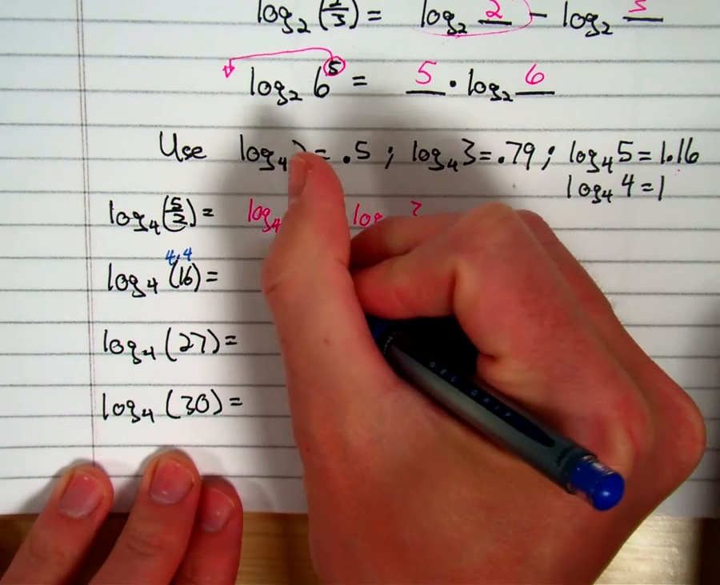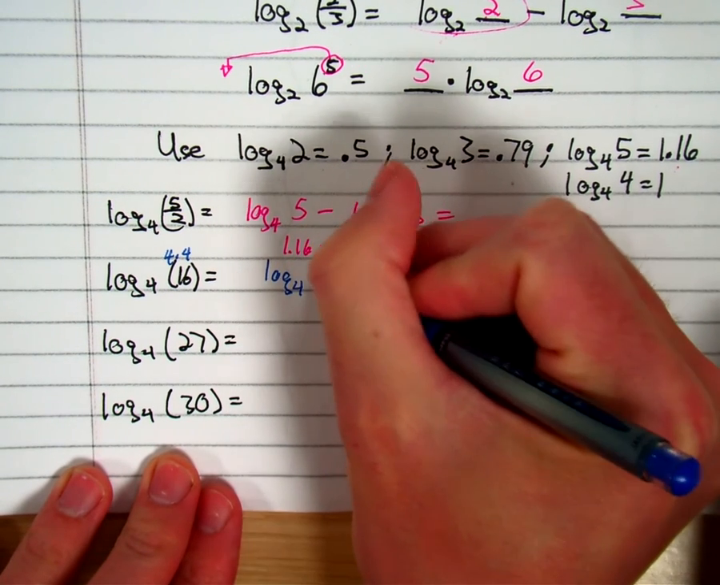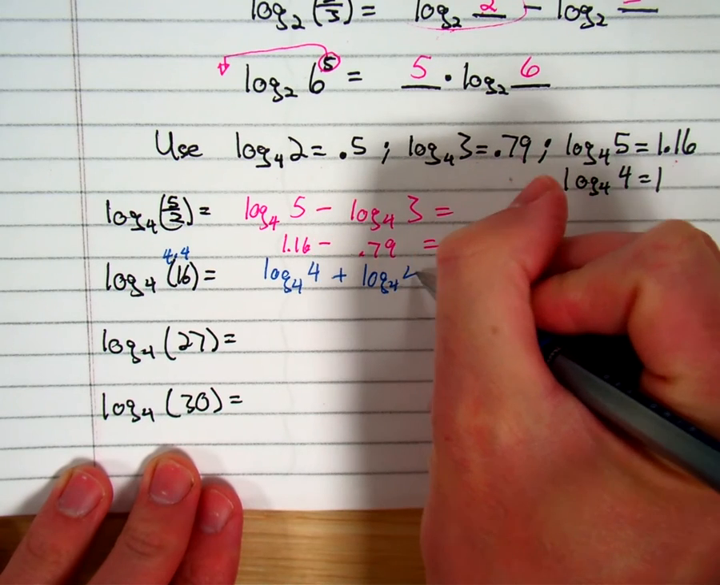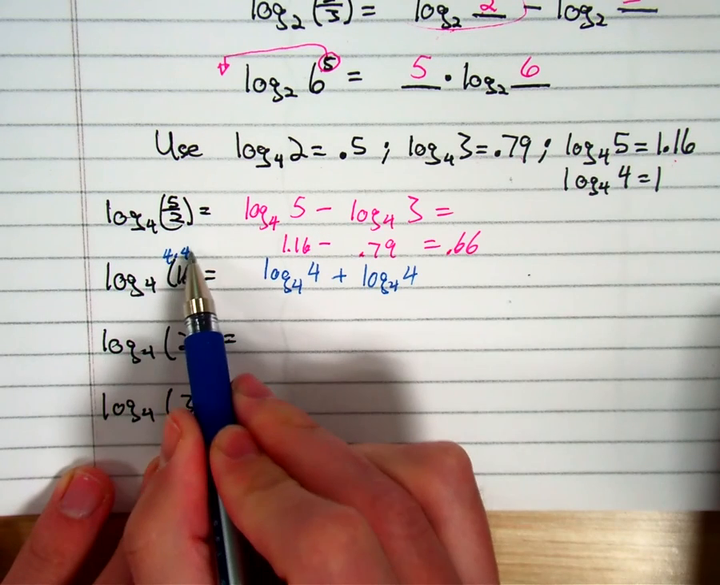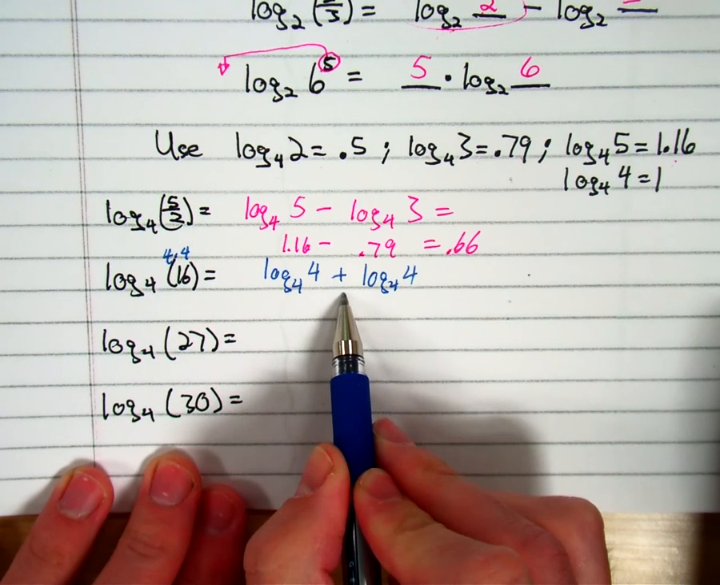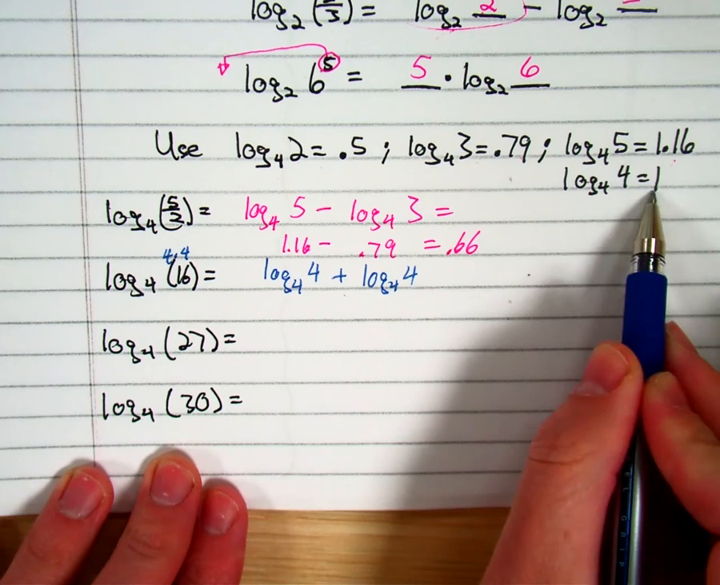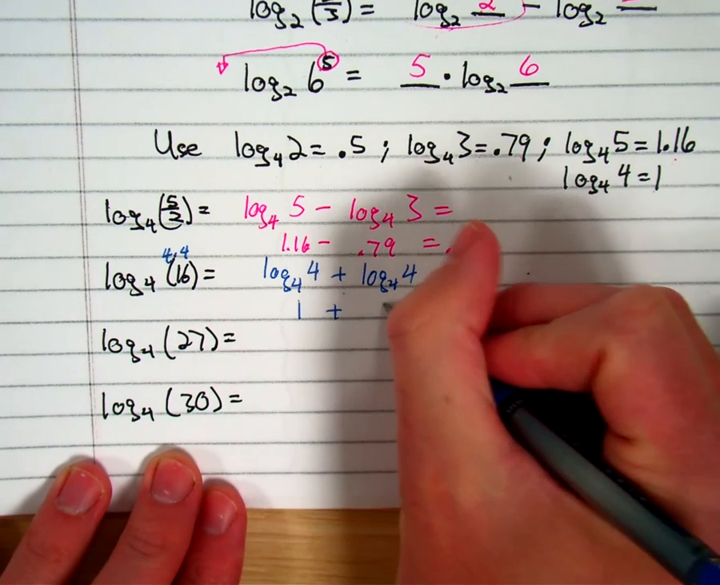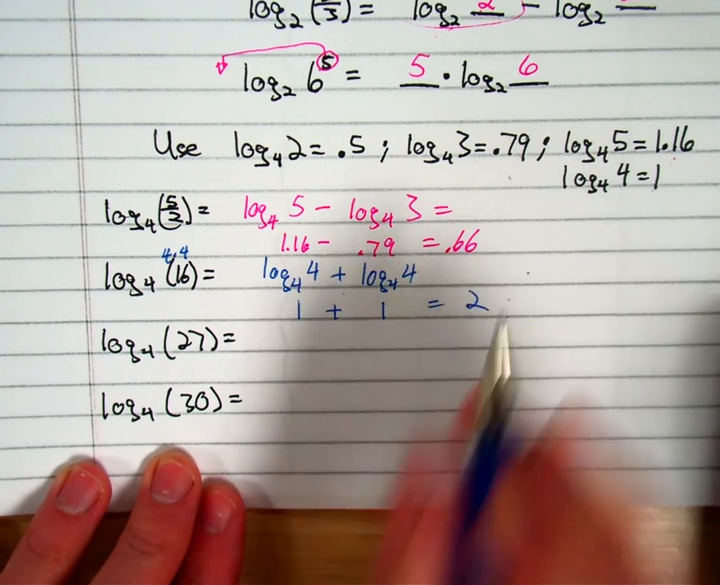So that means we're going to have log base 4 of 4 plus log base 4 of 4, because it was multiplication, 4 times 4. So we separate it with a plus. Well, identity property, log base 4 of 4 is 1. 1 plus 1 equals 2.